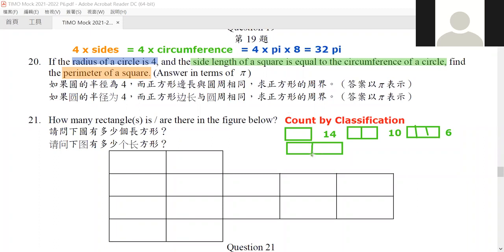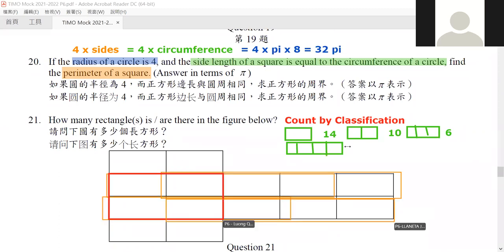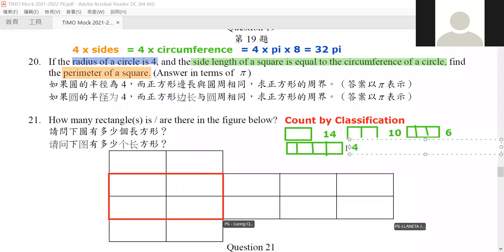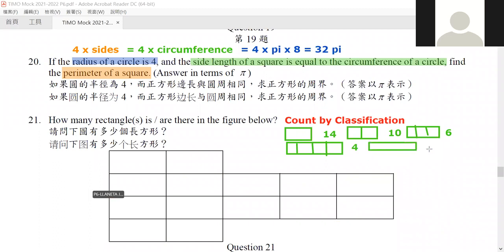So we want to make it simple. We use the simplest method. Now, again, this is four rectangles pairing up together, so it will be 1, 2, 3, 4, just like the one drawn in here. And finally, we have 5 of them pairing up. There will be only 2 of them. Okay, there are only 2 of them.